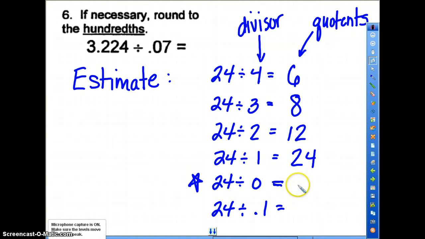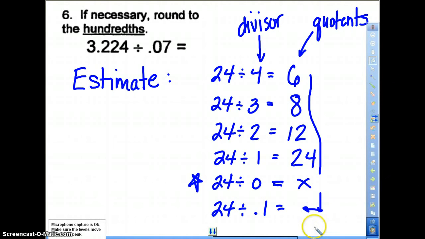Of course, we have to skip this one, because you can't do it. What do you predict is going to happen when I take 24 and divide by 0.1? What do you think is going to happen? Take a look at these answers. Bigger, bigger, bigger. We're going to have to jump over this one. What do you think happens right here? I'm thinking it probably should get bigger. Okay? So let's take 24 and divide it by 0.1.